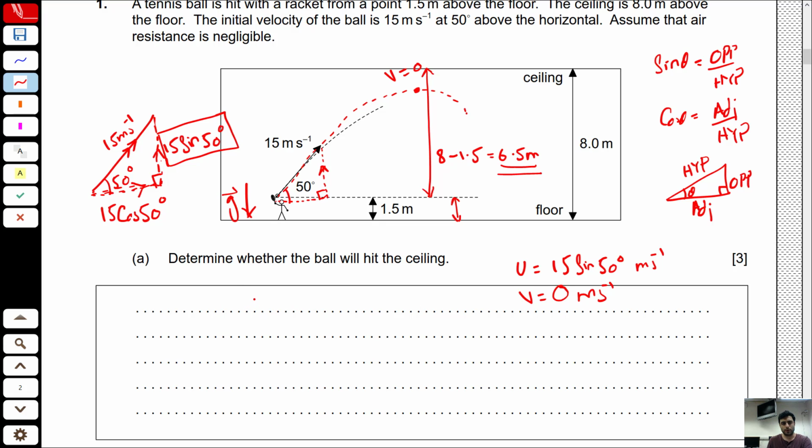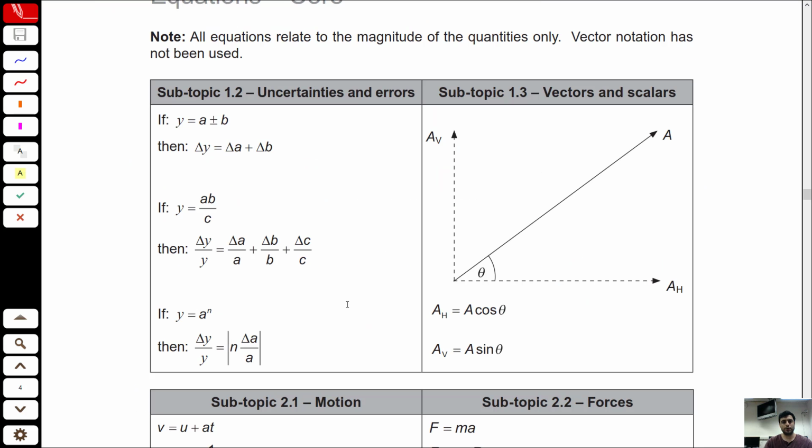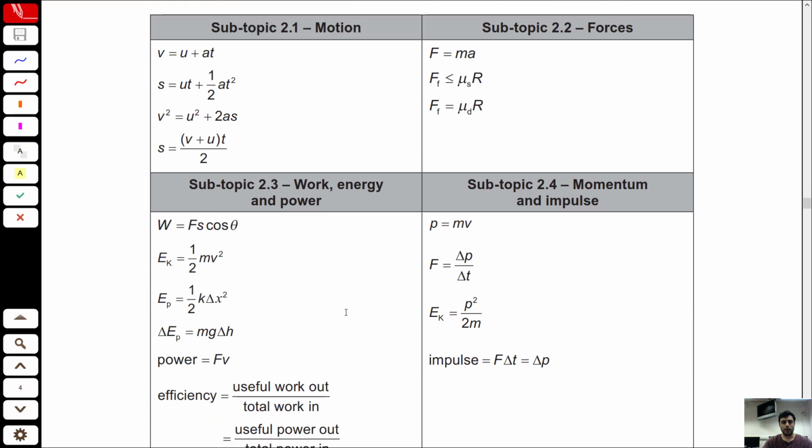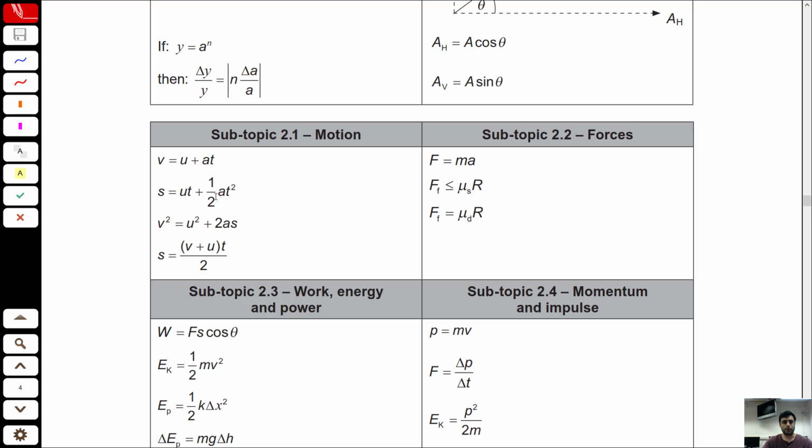Now we will use a suvat equation. If you remember the suvat equation, v squared equals u squared plus 2as. Let me show you where to get this equation from. If you go back to 2.1, we are using this equation. Why are we using it? Because there is no time component in it, so we are avoiding any information about time.